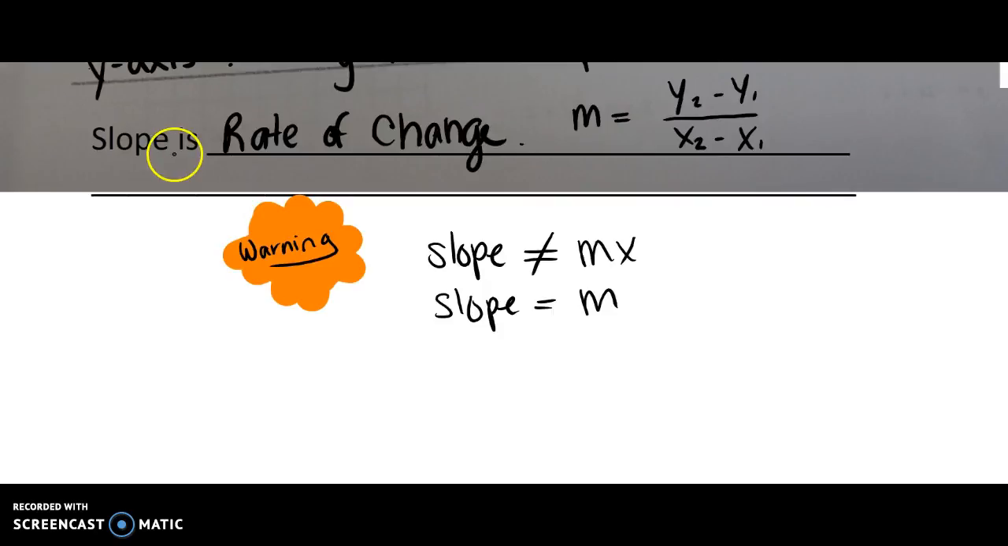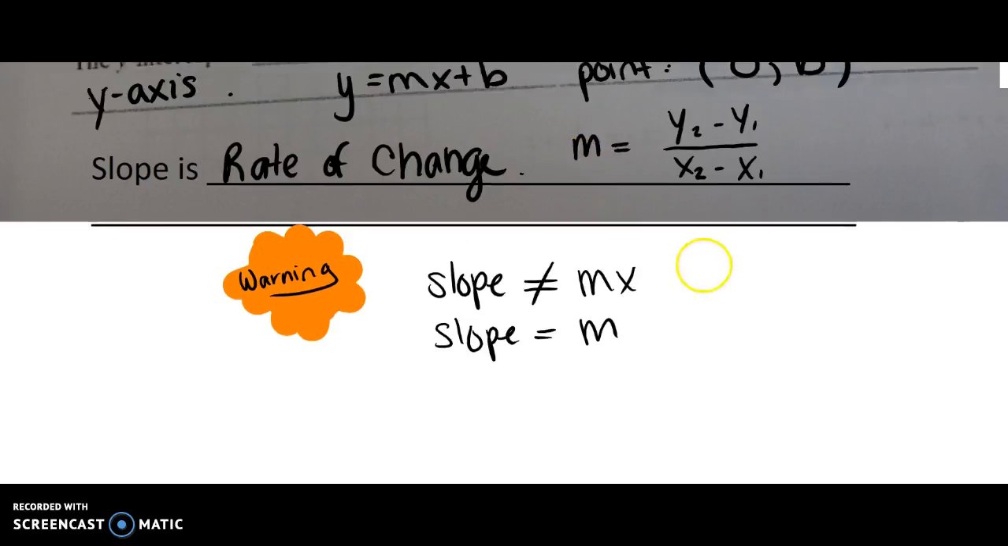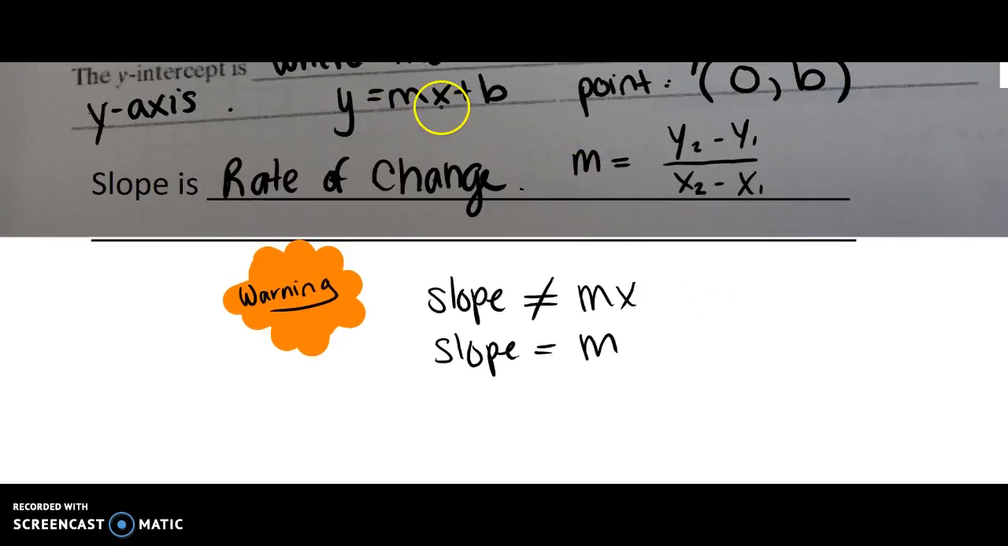Slope is our rate of change. So how steep or not so steep our line is, which is m in our equation here. So m is the change in y over the change in x. Also, think about this little warning bubble down here. Slope does not equal mx. Slope just equals m, which is the number in front of x. Alright, so you're going to want to take a minute, pause that, and get all this down.